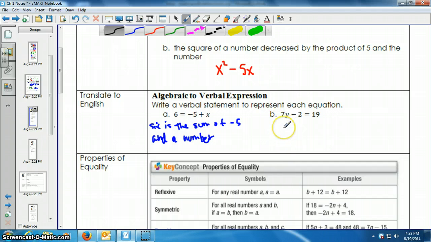All right, so this one could say 2 less than 7y is 19, or equals 19. So we'll write out 2. Small numbers you can write out. 2 less than 7y, or 7 times a number, or the product. So again, there's lots of different words you can use. Equals 19.